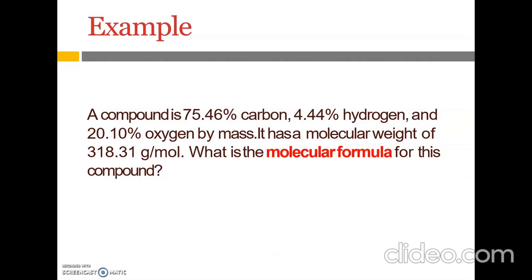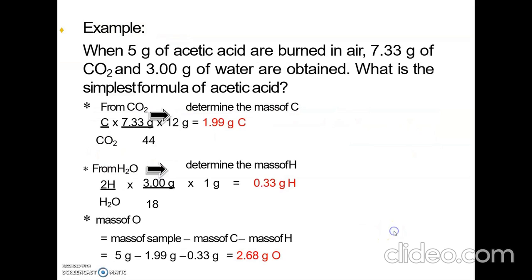Okay, yang ni soalan sama je macam yang sebelum ni. Okay. Next is example here where 5 gram of acetic acid are burned in air, 7.33 gram of carbon dioxide and 3 gram of water are obtained. So what is the simplest formula for acetic acid?